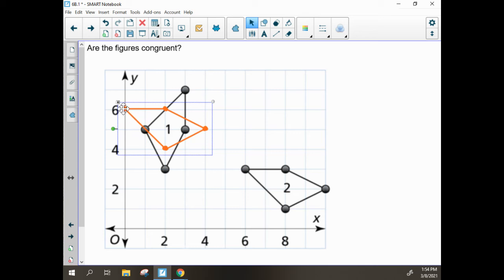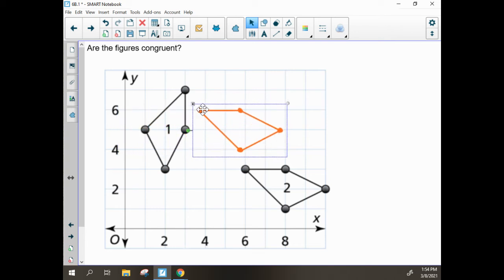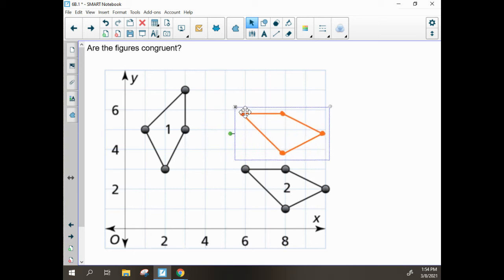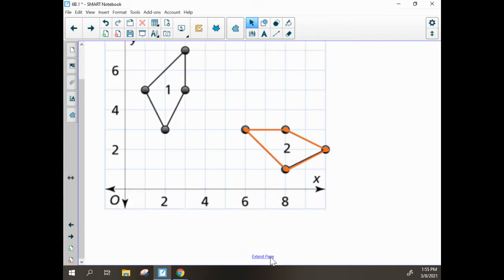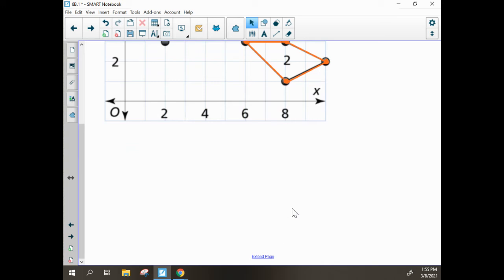So let's try to get this point here down to the far left point on shape 2. So if we go 1, 2, 3, 4, 5, 6 to the right, and down 1, 2, 3. I see that those two nicely map onto each other, so then they must be congruent.